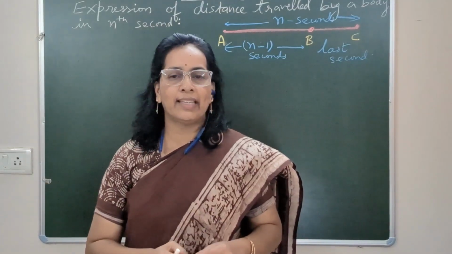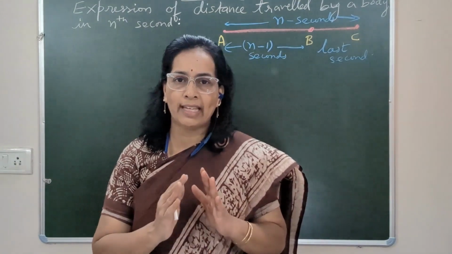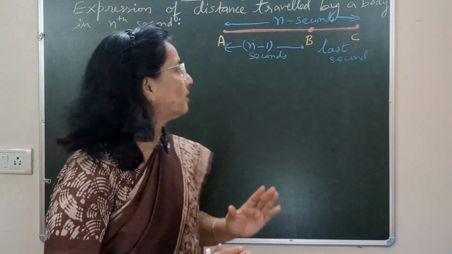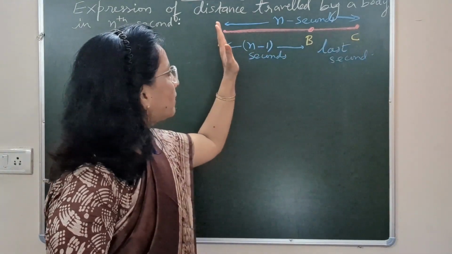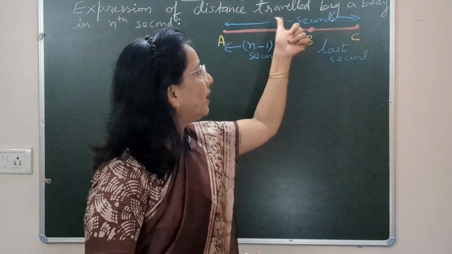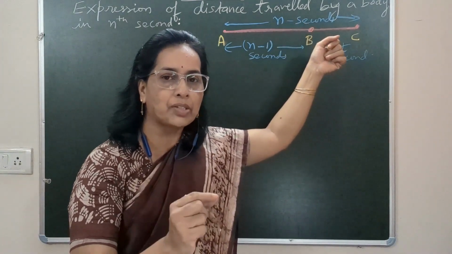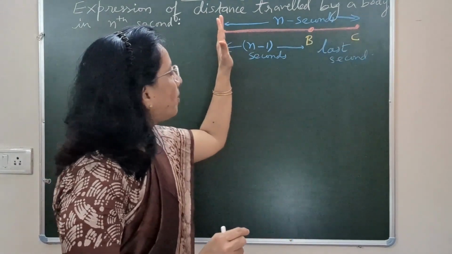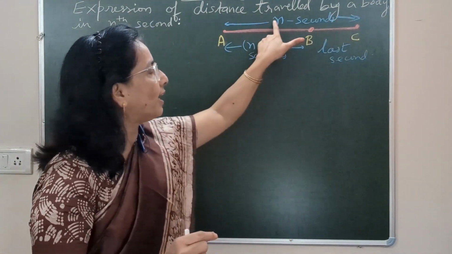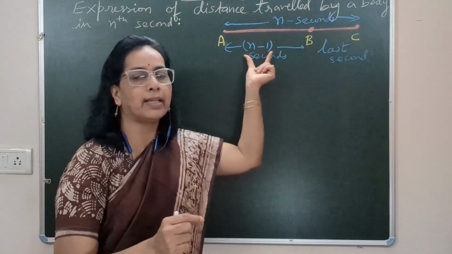In this video, we will see how to derive the mathematical expression for distance traveled by a body in nth second. For that, consider a distance from A to C. Say a body has traveled a distance from A to C in n seconds. We are supposed to find an expression for distance traveled by the body in the last second, that is B to C. So from A to C, if the body has taken n seconds, then A to B, the body must have taken n minus 1 second.